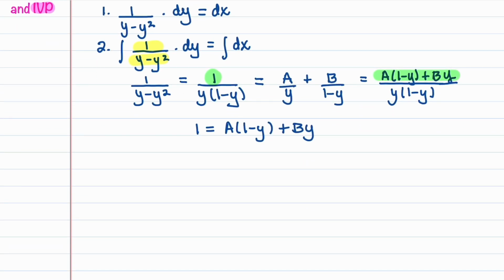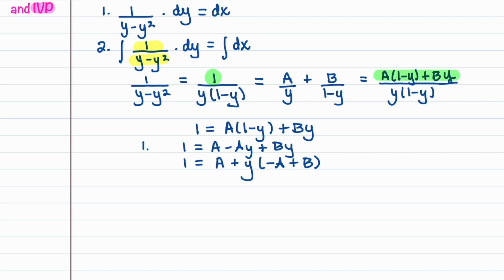There are actually two ways that are common to go about solving this. I'm going to show you the first way, and then I'll show you another way. The first way is we go ahead and multiply everything out on the right-hand side. So we get 1 is equal to a minus ay plus by. Then we're going to combine like terms. So we have 1 is equal to a plus y times minus a plus b.